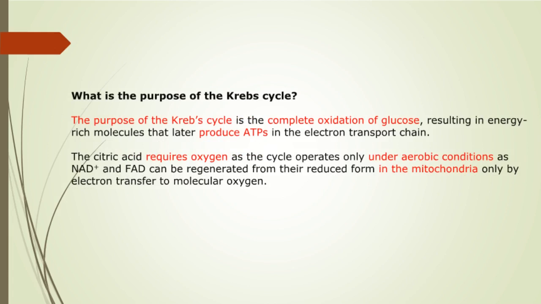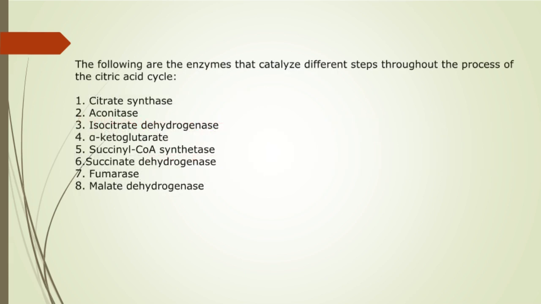What is the purpose of the Krebs cycle? The purpose of the Krebs cycle is the complete oxidation of glucose, resulting in energy-rich molecules that later produce ATPs in the electron transport chain. The citric acid cycle requires oxygen, as the cycle operates only under aerobic conditions, as NAD+ and FAD can be regenerated from their reduced form in the mitochondria only by electron transfer to molecular oxygen. The following are the enzymes that catalyze different steps throughout the process of the citric acid cycle: citrate synthase, aconitase, isocitrate dehydrogenase, alpha-ketoglutarate dehydrogenase, succinyl-CoA synthetase, succinate dehydrogenase, fumarase, malate dehydrogenase.